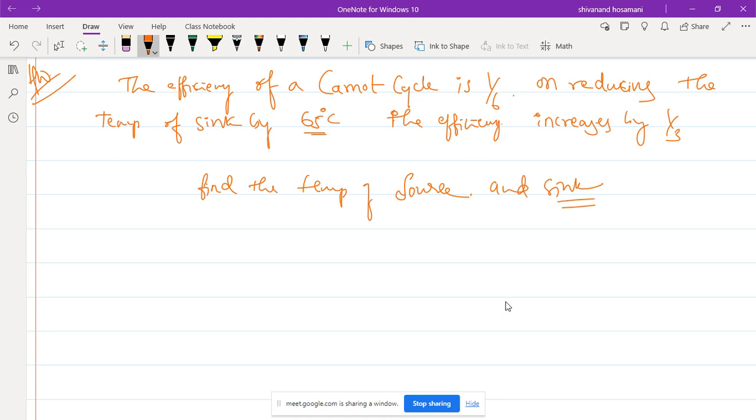The answers are T1 is equal to 390 Kelvin and T2 is equal to 325 Kelvin. So these are the answers. Once you have tried, I will go to the next problem.